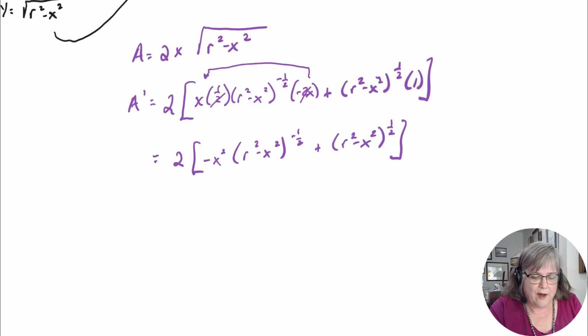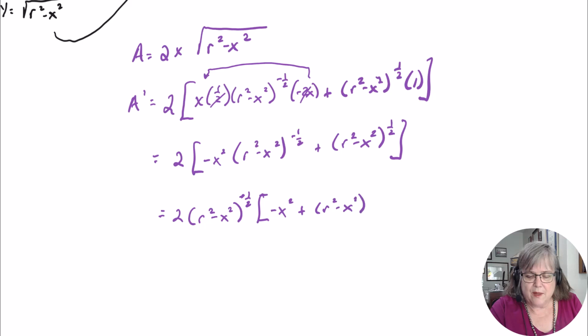And we can factor out this common (r squared minus x squared). And the smallest exponent for that is negative 1/2. So we're going to factor that out, and that would leave me negative x squared from the first term. And what does this have to be right here to get a positive 1/2 after you multiply these two together?